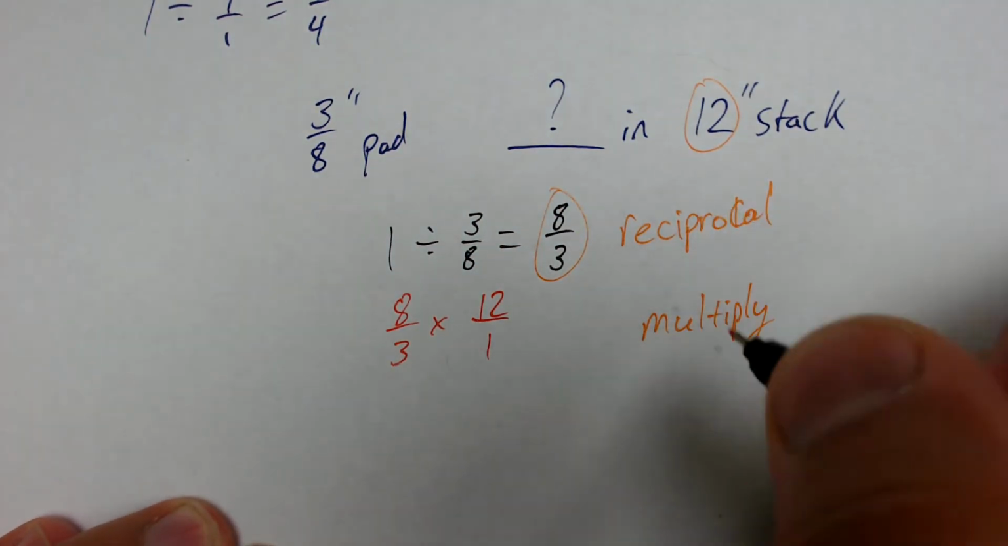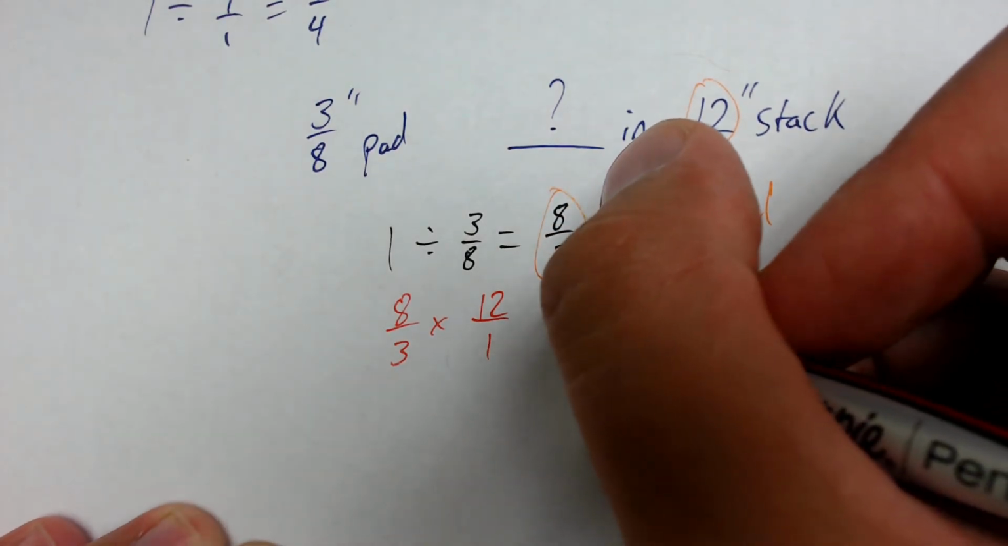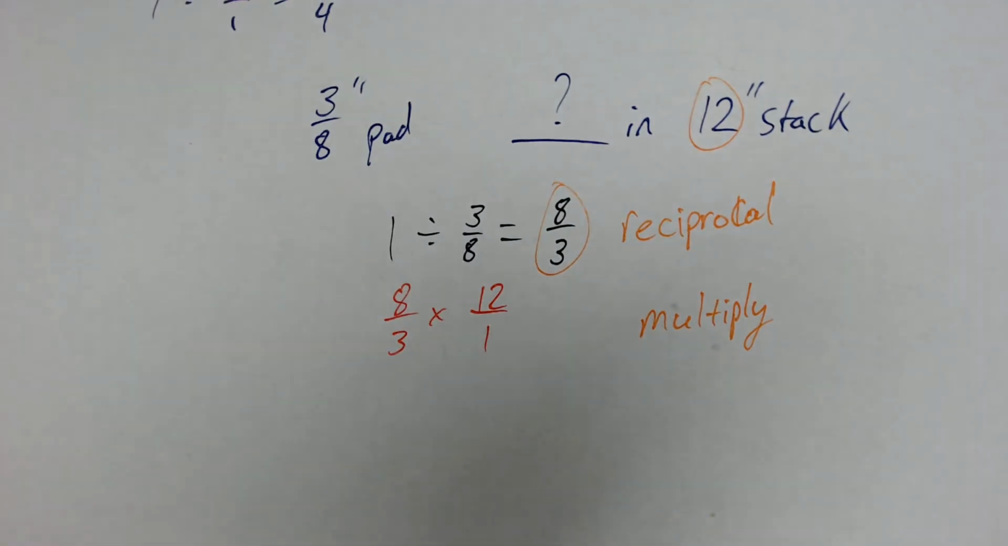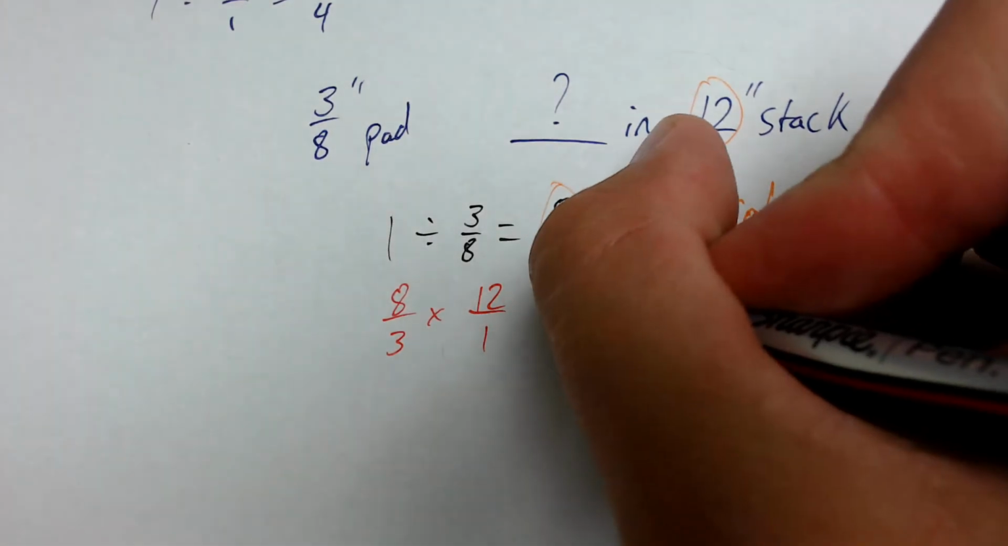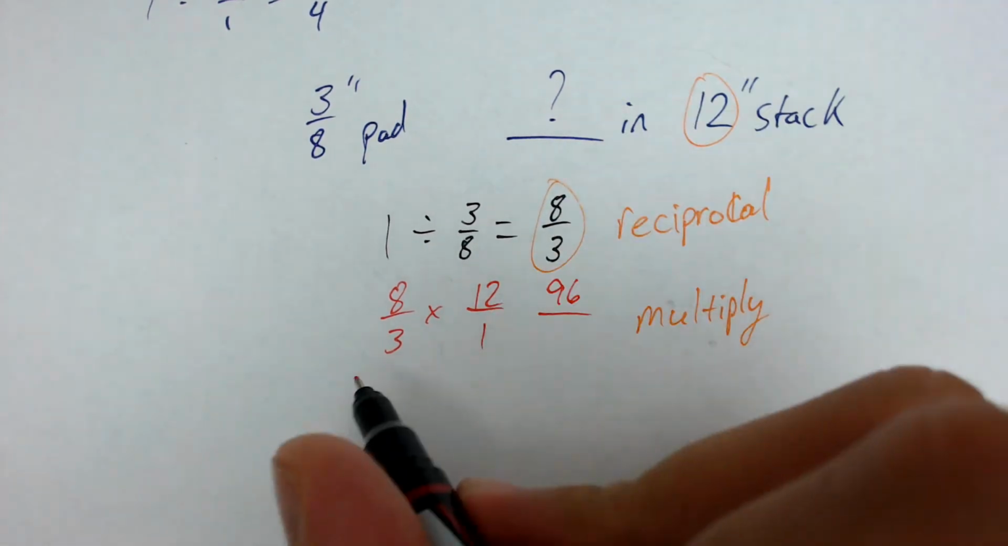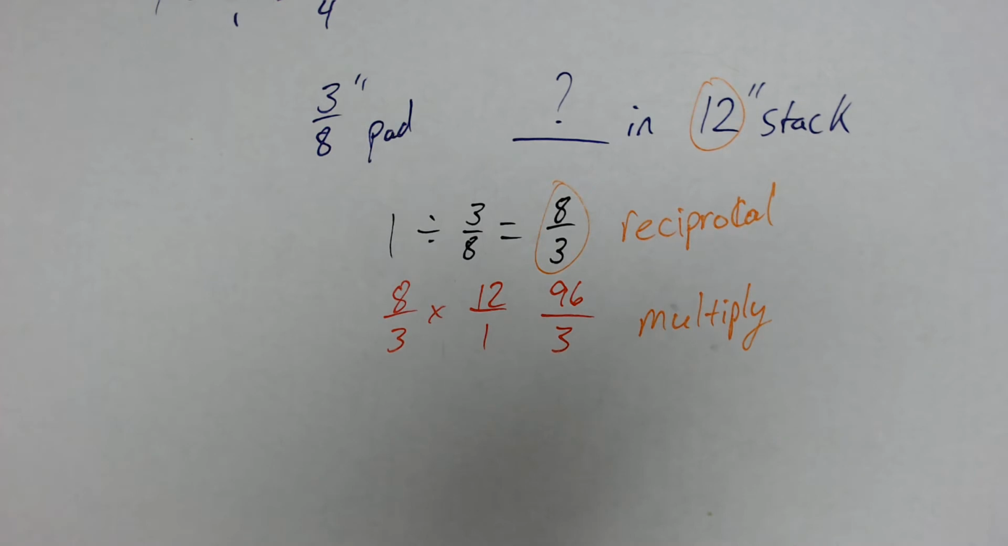8 times 12, ooh, that's a tough one. That's 96. Wait, 94? Oh no, hold on. I'm having a brain freeze here. Let me think this through. 8 times 10 is 80. 8 times 2 is 16. 80 plus 16, 96. Very good. Okay, so I was right the first time. Sometimes I have those moments of doubt. All right, and then 3 times 1 is 3. So now my answer is 96/3.